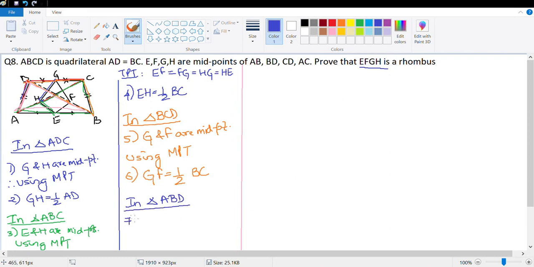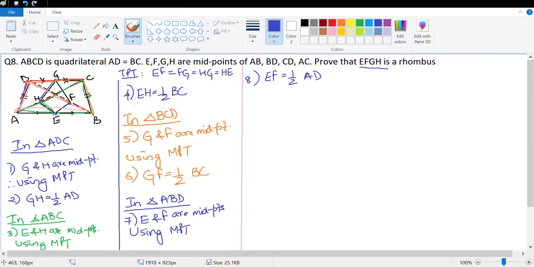Number 7 would be, in ABD, E is midpoint and F is midpoint. Yes, E and F are midpoints. So using the midpoint theorem, what do I get? Number 8, I get EF is equal to half of AD.